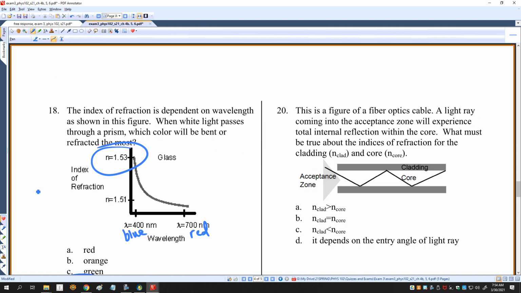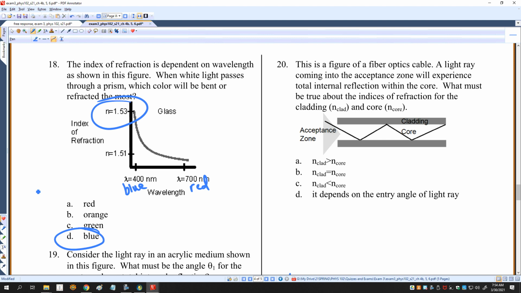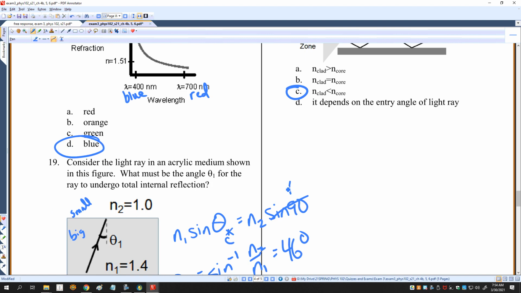And then the last problem, fiber optics cable. What can you say about the relationship between the indices of refraction for the cladding and the core? Well, we just had this, right? So the core is the higher index, so that means C is the right answer. Okay.